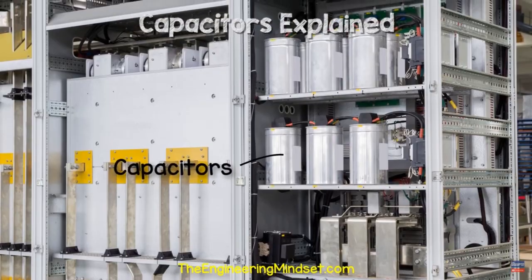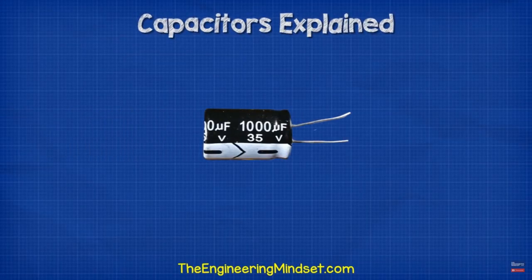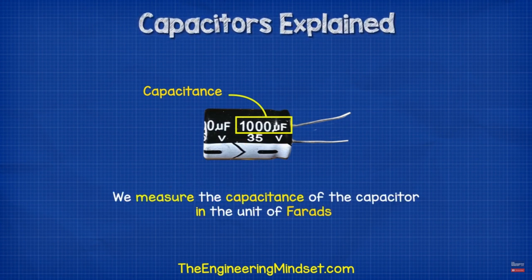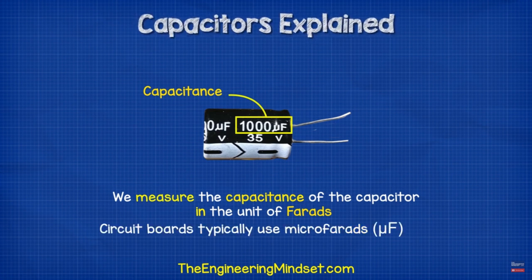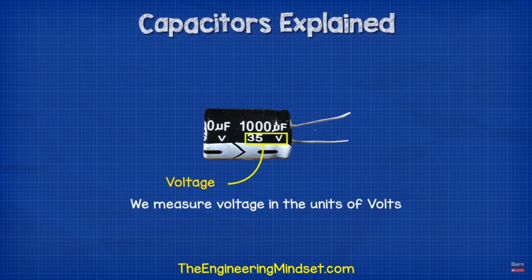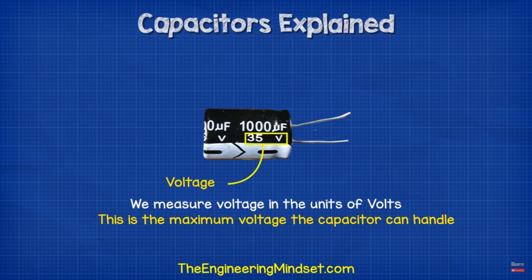On the side of the capacitor, we will find two values. These are the capacitance and the voltage. We measure capacitance of the capacitor in the unit of farads, which we show with a capital F, although we will usually measure a capacitor in microfarads. With microfarads, we just have a symbol before this, which looks something like a letter U with a tail. The other value is our voltage, which we measure in volts with a capital V. On the capacitor, the voltage value is the maximum voltage which the capacitor can handle.